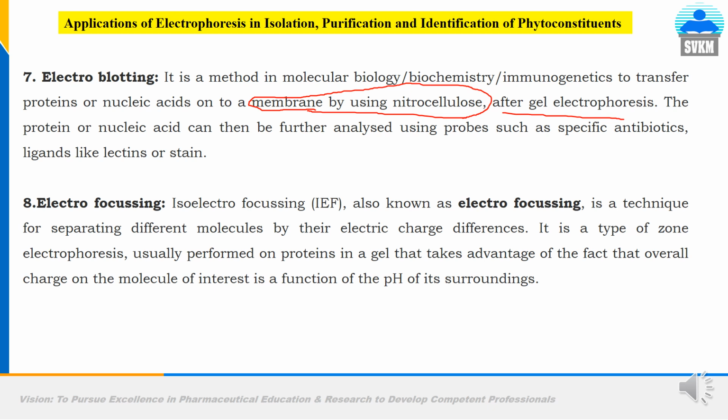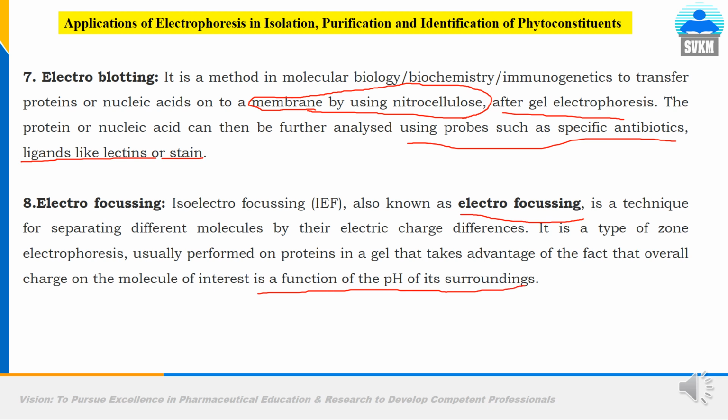The proteins or nucleic acids can then be further analyzed using probes such as specific antibodies, or ligands like lectins or stains. Alright. The eighth type of electrophoresis is called electrofocusing. Isoelectric focusing, also known as electrofocusing, is a technique for separating different molecules by differences in electric charge. It is a type of zone electrophoresis, usually performed on proteins in a gel, that takes advantage of the fact that the overall charge on the molecule of interest is a function of the pH of its surrounding.